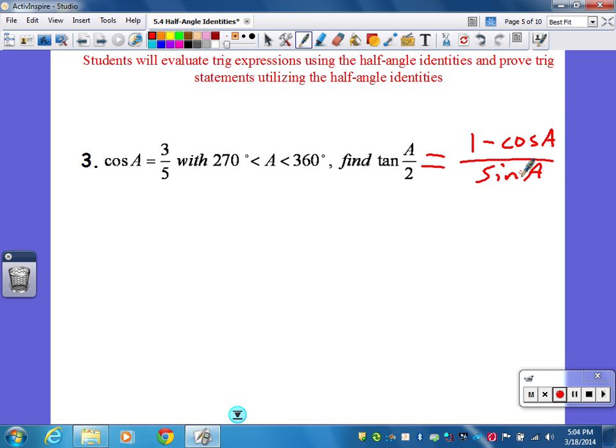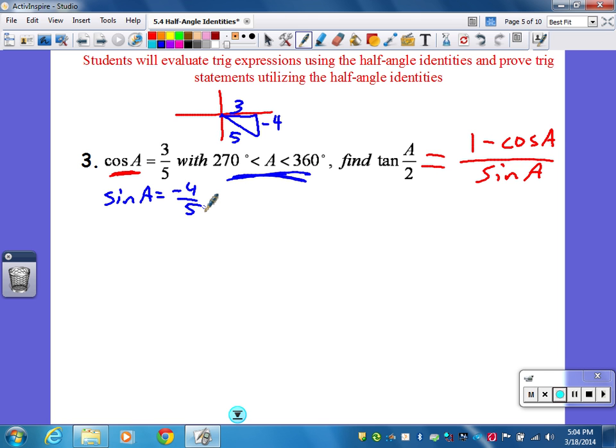Well, we know we need sine, we have cosine, so we're going to draw our cosine A to find our sine A. So draw my crosshairs. We're in which quadrant? Quadrant 4, so I'm going to go boom, boom, boom. Cosine is 3, and then the hypotenuse is 5. Well, this is that famous 3, 4, 5 triangle we always talk about, so this is going to be a negative 4. Okay, so now I can find my sine A, which is equal to negative 4/5.